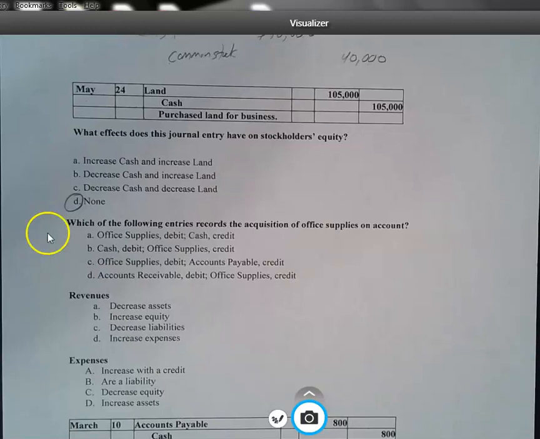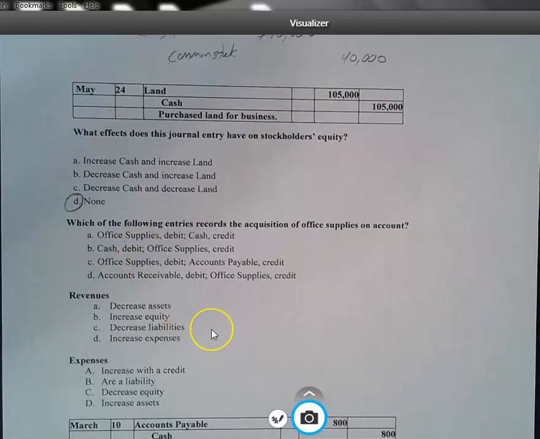Okay, so let's see here. Choice A, office supplies debit. That is correct, at least this part of it. However, right here's where we have a problem. We're purchasing these supplies on account, which means we have not paid cash for them yet. Eventually we will, but that's not what is happening at the time of the transaction, so therefore A is not our correct answer.